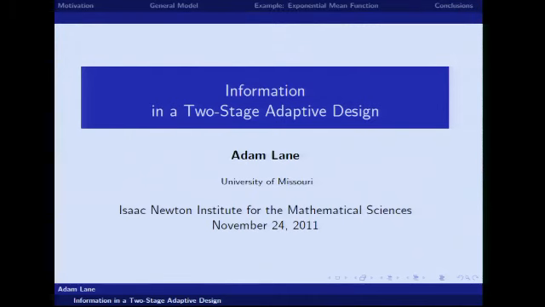I guess so. All right, so my talk's going to be on information in a two-stage adaptive design. The original problem was motivated by Val Fedorov, and then I've been working on it for a few months with my advisor, Dr. Flournoy. And then she had a previous student, Ping Yao, who did some work while he was still at the University of Missouri.